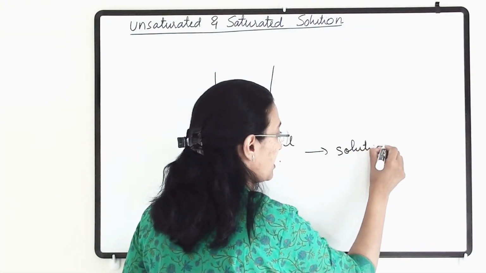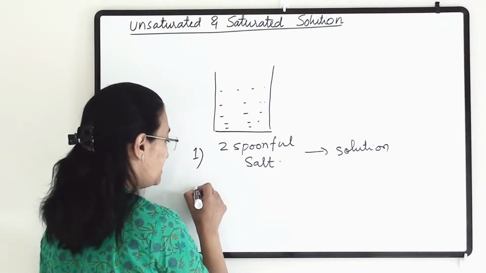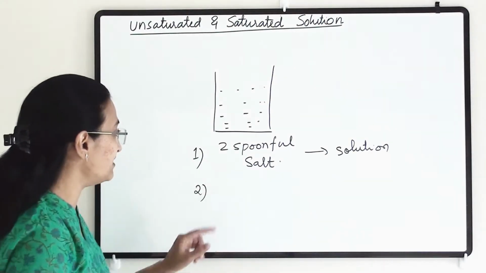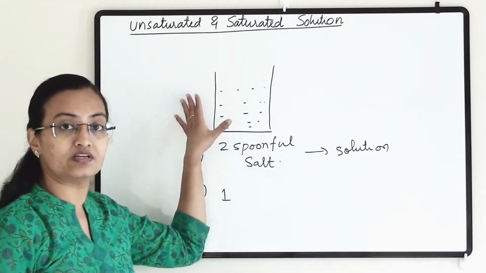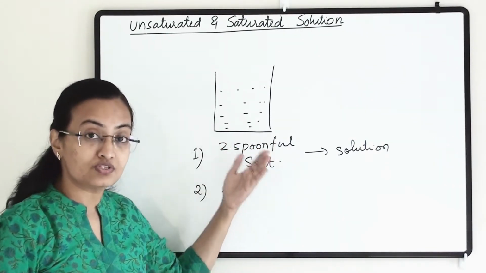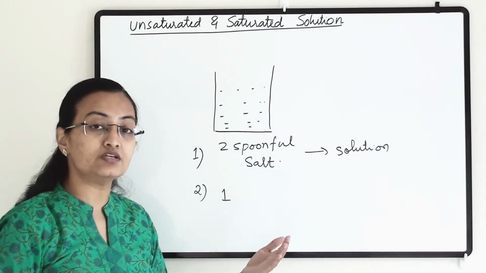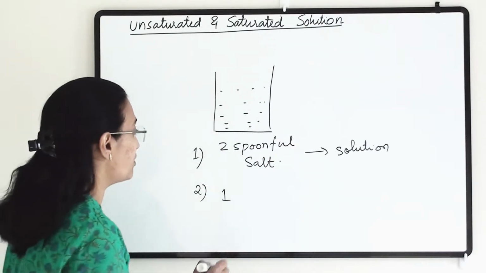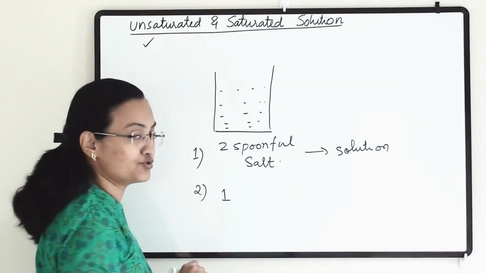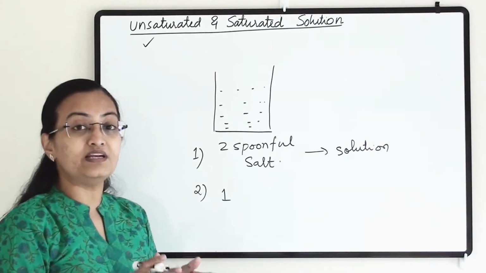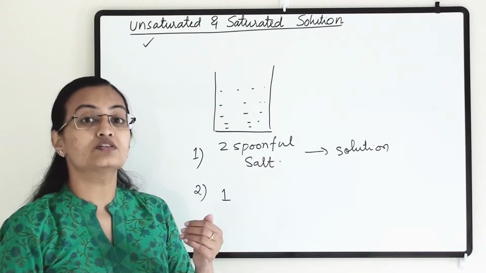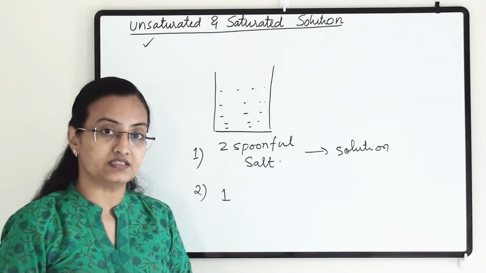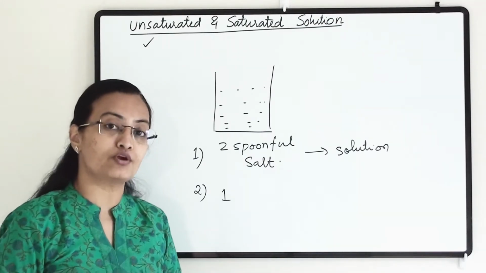This is the first step. At the second step, if I add one more spoonful of salt, then also this water is going to dissolve it. So this water still has a capacity to dissolve. That's why it is called an unsaturated solution, that is, it is not completely saturated. The capacity of the solvent to dissolve a solute has not been completed. It can dissolve some more solute.